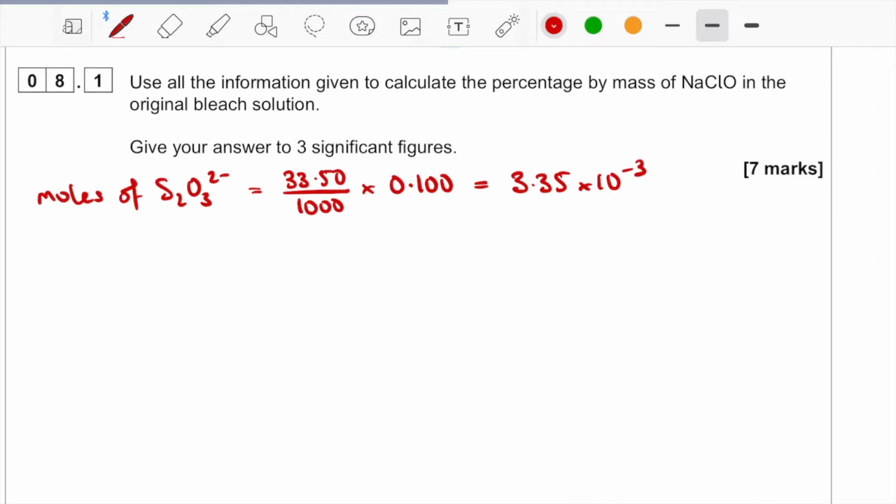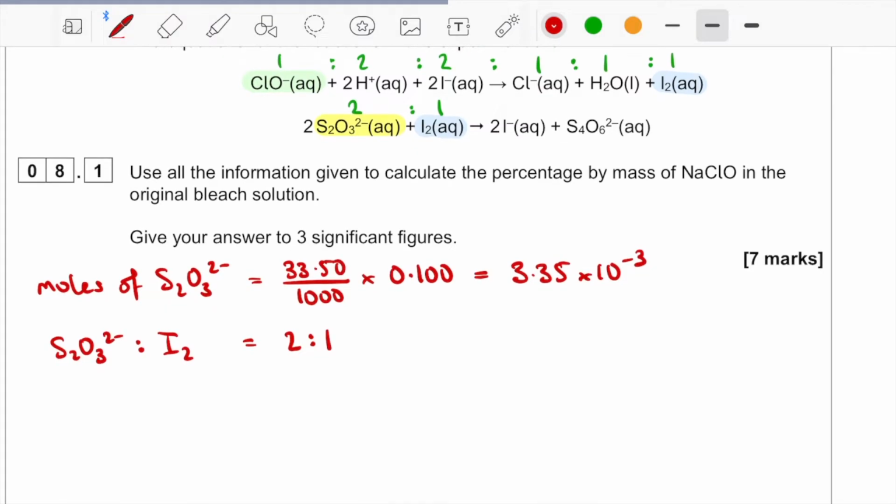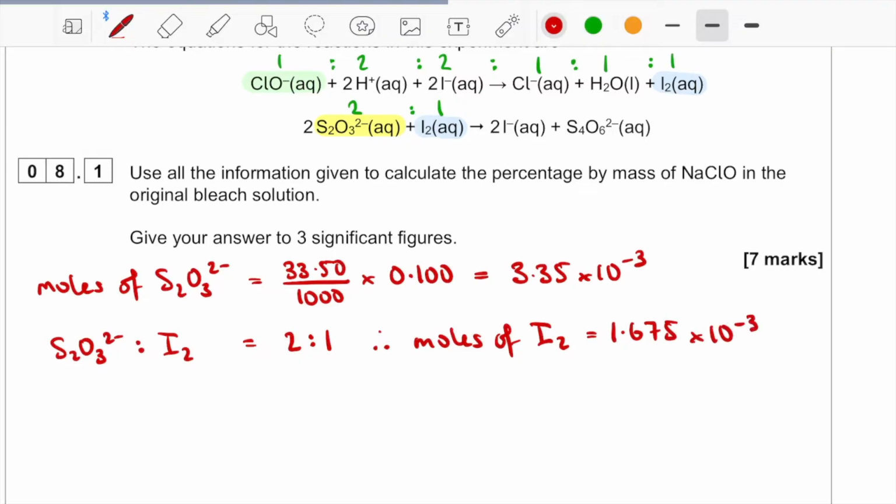Now, in the reaction equation, the thiosulfate was reacting with the iodine. So we can do a molar ratio there. That equals 2 to 1 if we look back at the reaction equation. Maybe I'll move it down to there, that's quite helpful for the moment. So therefore, we can work out the moles of iodine. It's a 2 to 1 ratio, so half the moles of the thiosulfate. So we're going to get 1.675 times 10 to the minus 3.